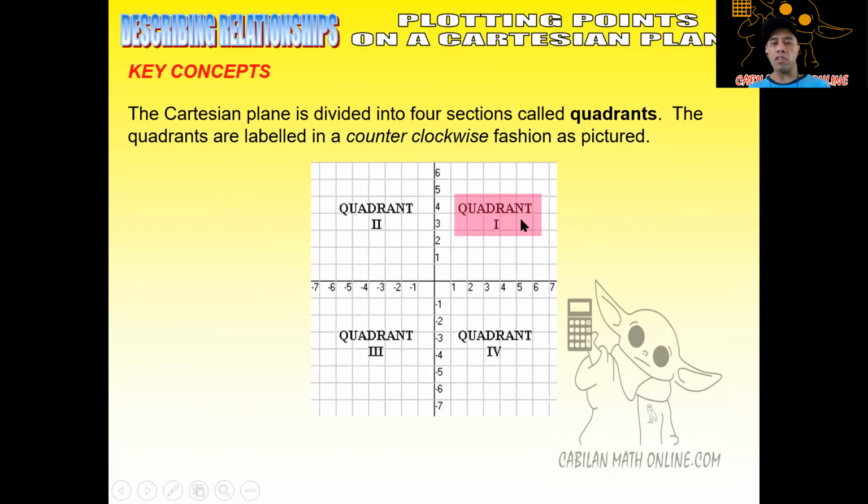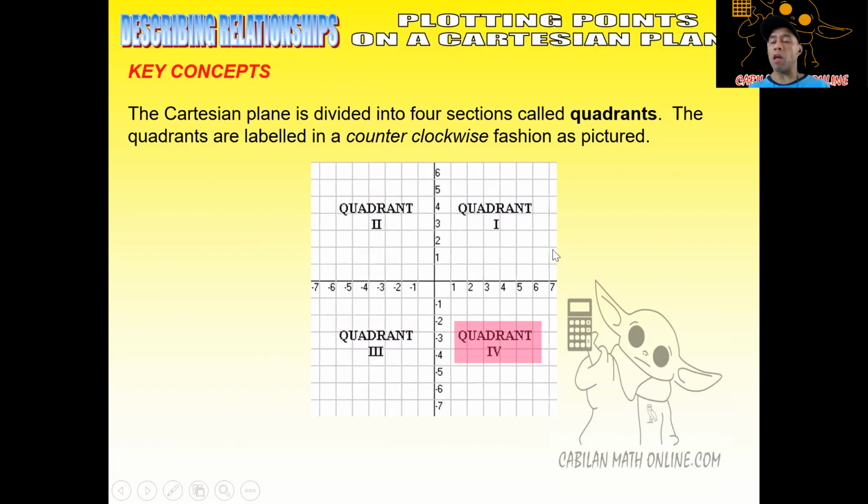Now, there are four quadrants. They start from the top right and then go counterclockwise. So, for example, to the left of this would be quadrant 2. On the bottom left would be quadrant 3, and last but not least, we have quadrant 4 on the bottom right-hand corner.